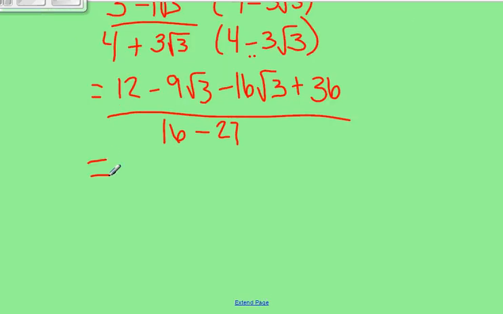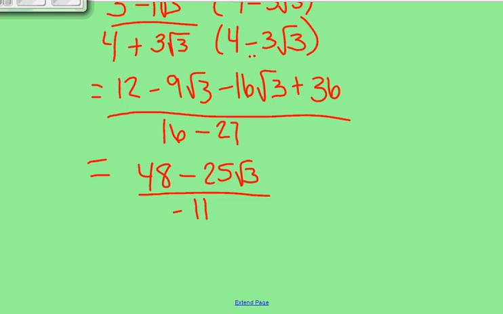So combine like terms. So 12 plus 36 gives us 48 minus 25 root 3 over negative 11 for our final answer. Again, this was the video on sum and difference. Okay, so this goes with that homework page.